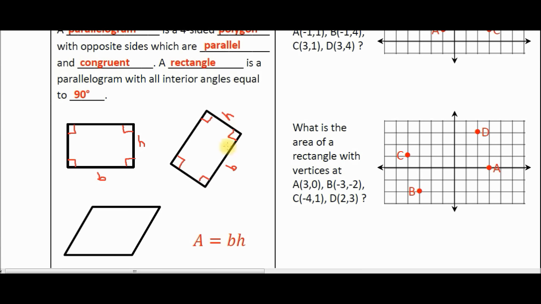Now for both of these shapes, class, I could have called any of these sides a base. If it's a rectangle, it doesn't make any difference. That could be the base and that could be the height. This could be the base, this could be the height.